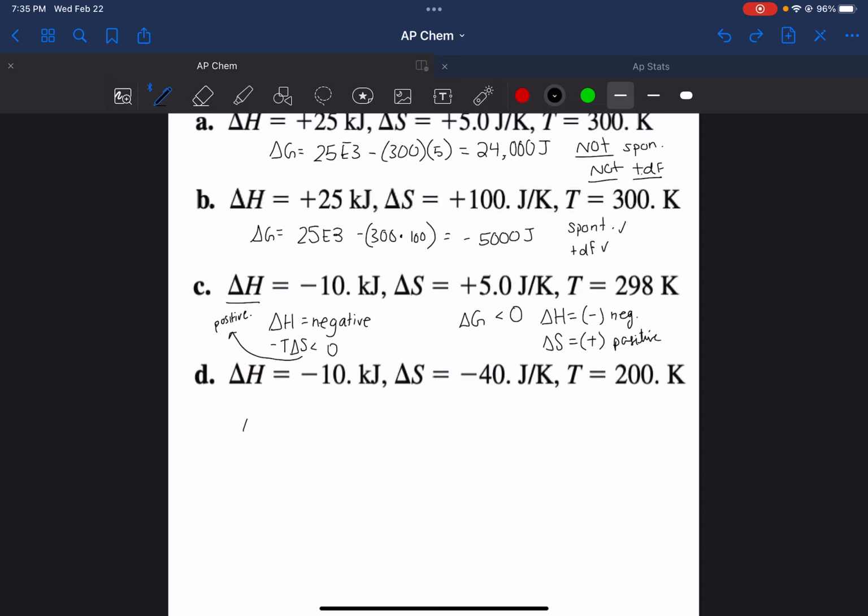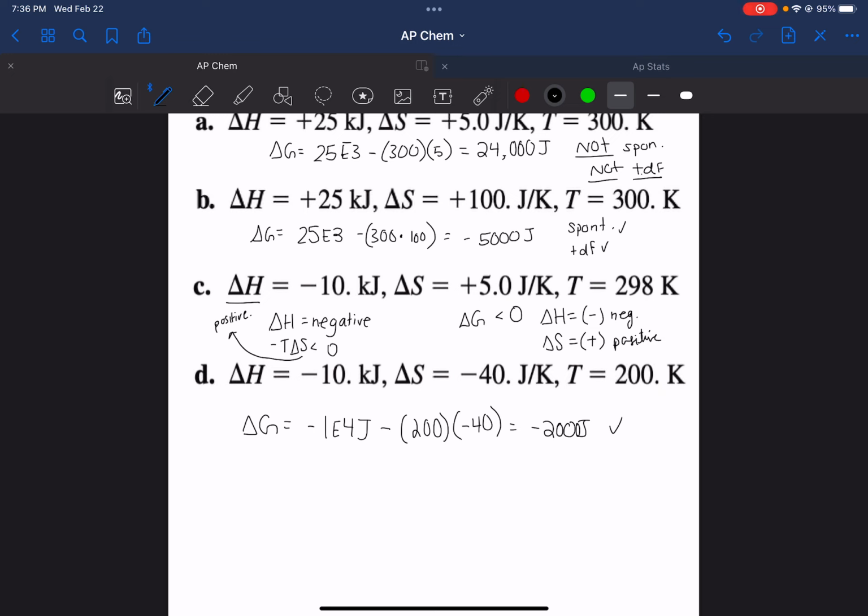But delta G here equals my delta H, which I've converted to joules, minus my temperature, which is 200 Kelvin, times my entropy, which gives me a value of negative 2,000 joules, which is spontaneous. Sorry, this is 2,000 here, which is spontaneous.